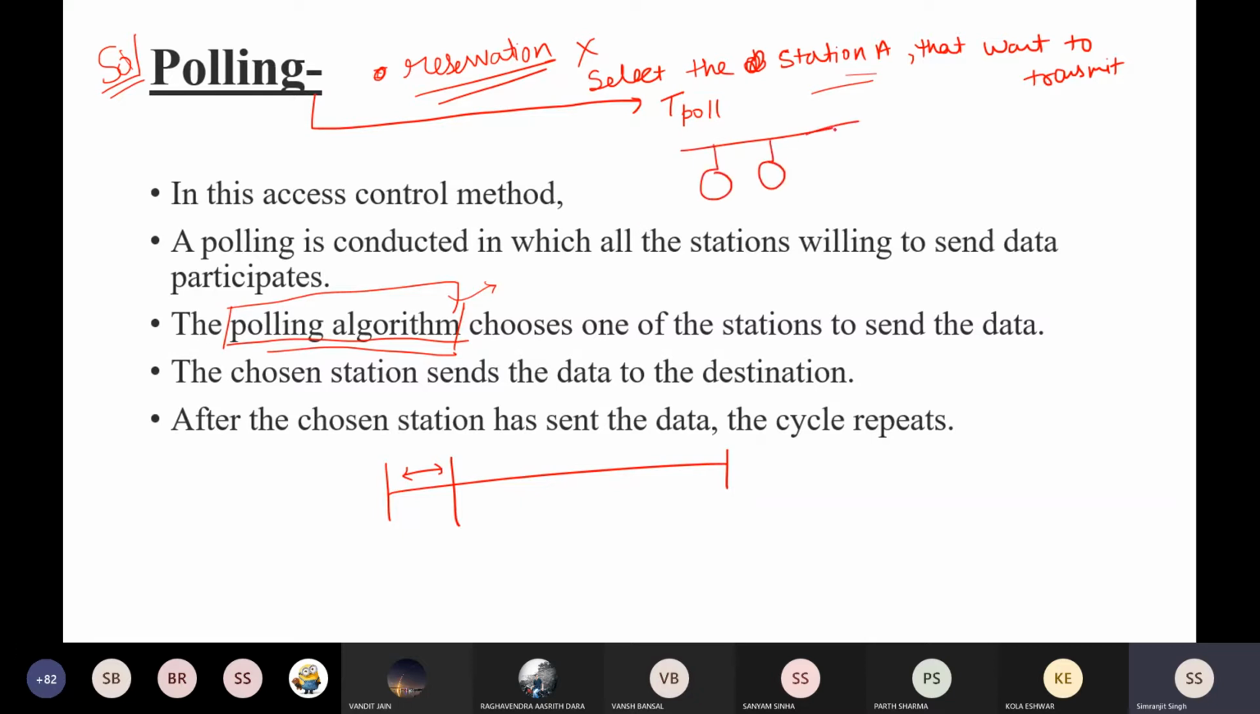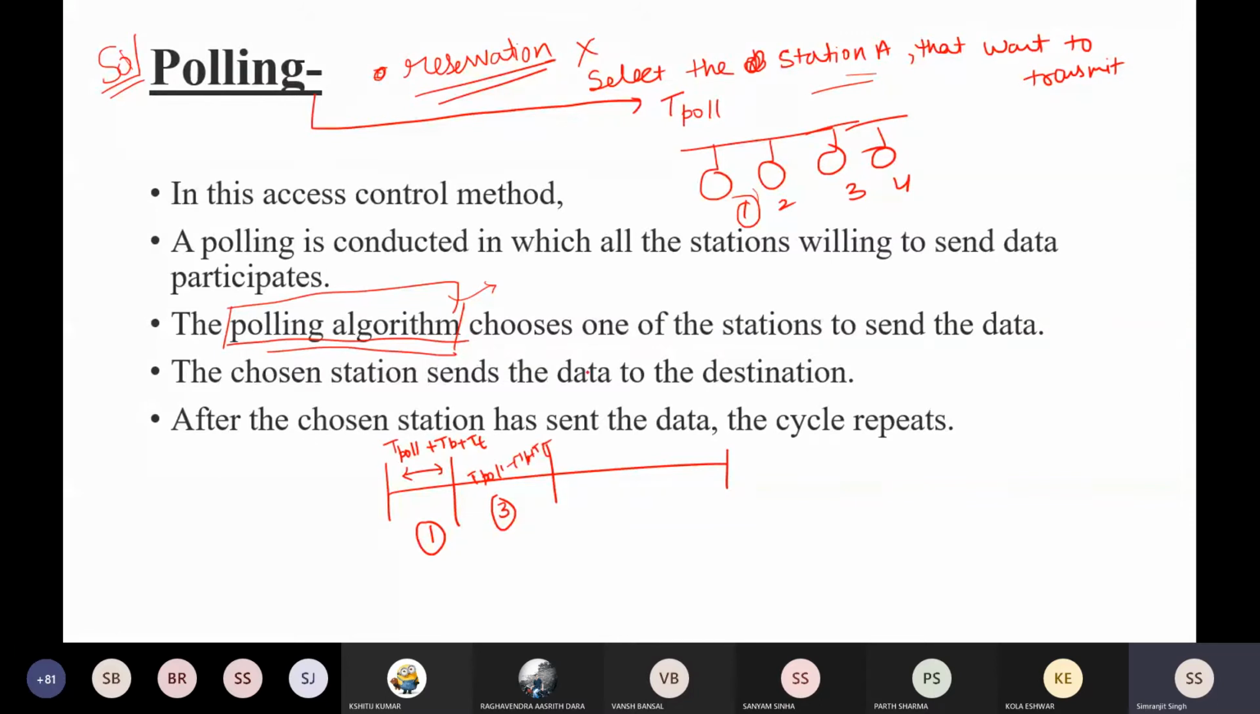Suppose these are the stations. Suppose that after the polling algorithm, it finds out that A wants to send the data. A particular time slot will be assigned to this one, but the actual time will increase here. T poll will also be included, the amount of time it took for polling, and then there will be TP, and then there will be TT. For this particular slot, the time has now increased. In a similar way, if any other station wants to send data, it will take another poll, and then again you have T poll plus TP plus TT as required.